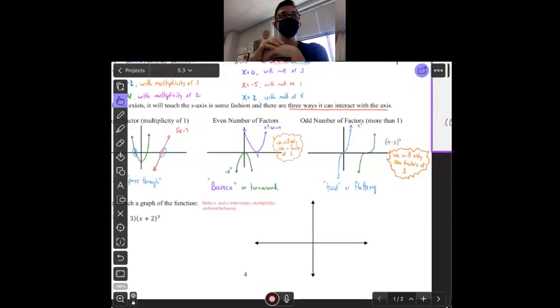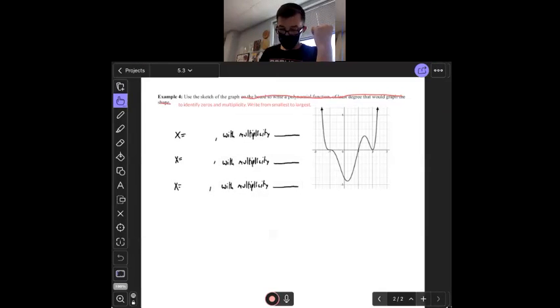So when I look at this, I know that's a multiplicity of 2 there, not a multiplicity of 4 or a multiplicity of 6 or something like that. Same way, I know that this is a multiplicity of 3, not a multiplicity of 5 or 7 or 9 or something like that.